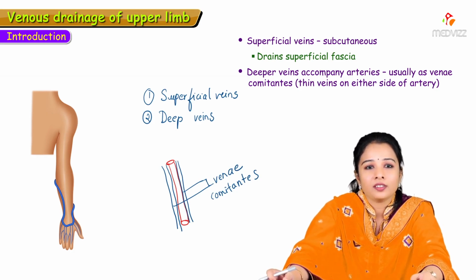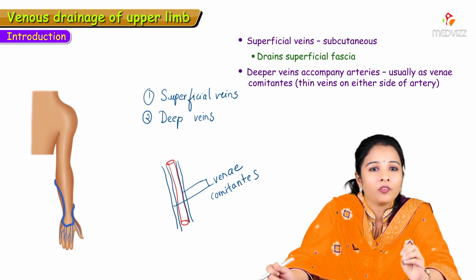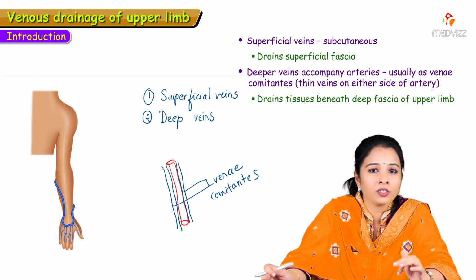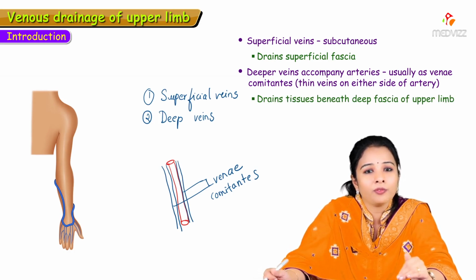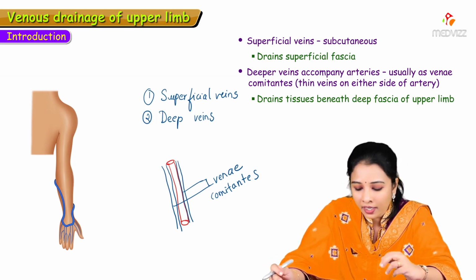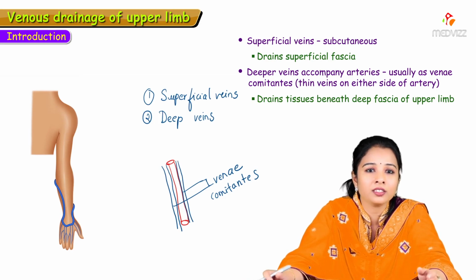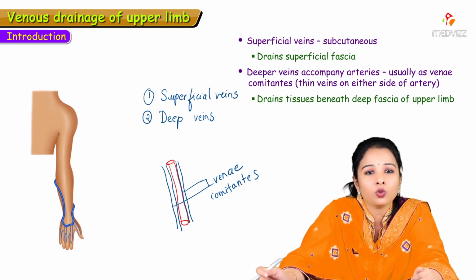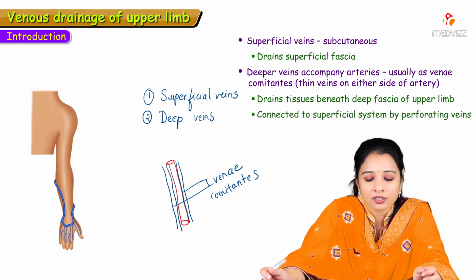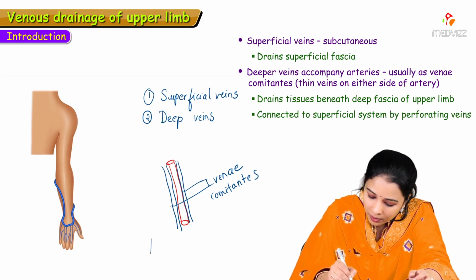So the deep group veins are present along with the arteries as venae comitantes in the upper limb. The deep veins drain the tissue beneath the deep fascia. So the tissue superficial to the deep fascia is drained by the superficial venous system, and the tissue deep to the deep fascia is drained by the deep veins, the venae comitantes. They are named after the artery, like radial artery means the veins surrounding it are radial veins. These two groups, superficial and deep, are connected by perforating veins.